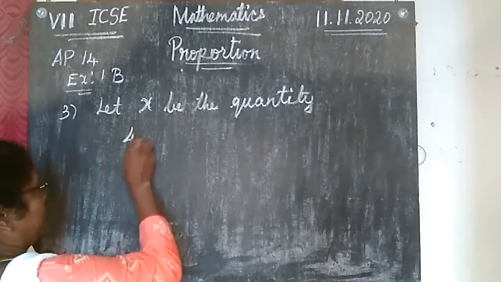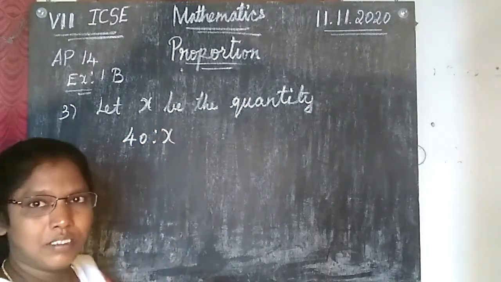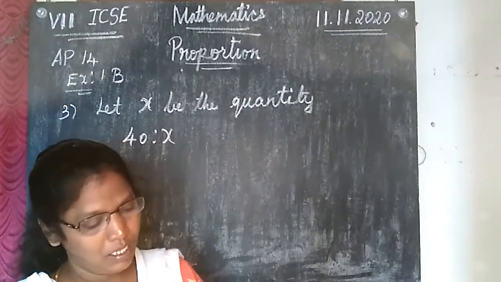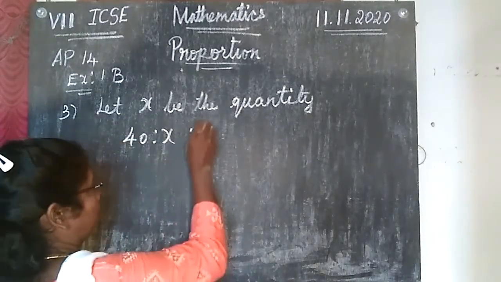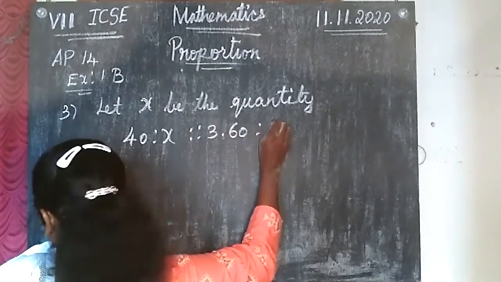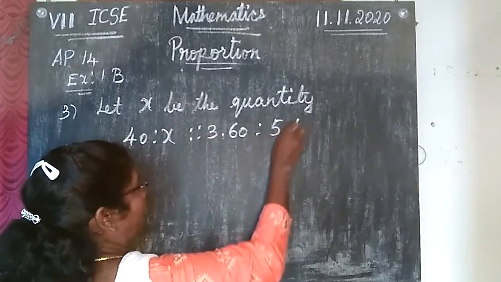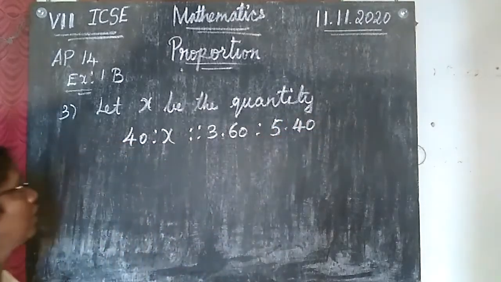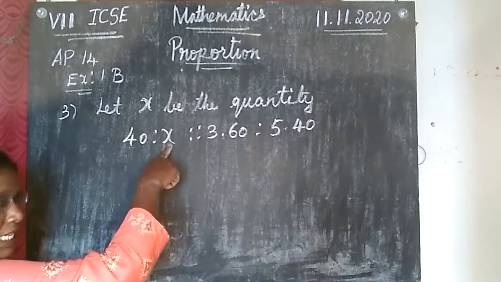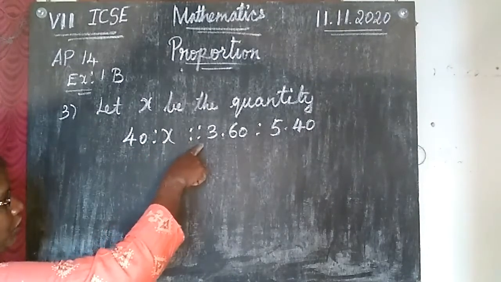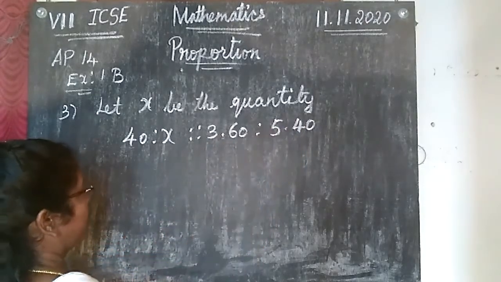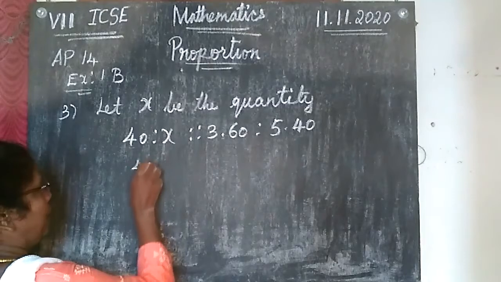Now listen here. 40 minutes bears to the quantity. On the other side, what is given? 3.60 rupees is to 5.40. That means 40 bears to this quantity x, in proportion to rupees 3 rupees 60 paise, 5 rupees 40 paise.